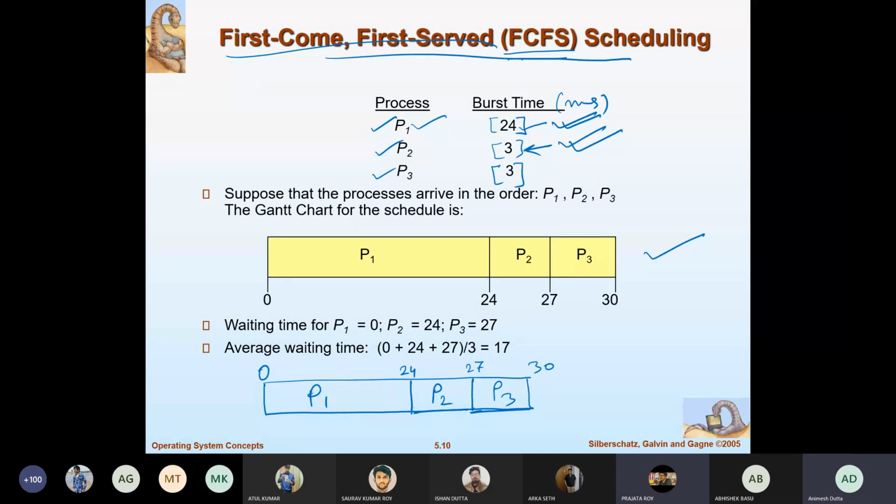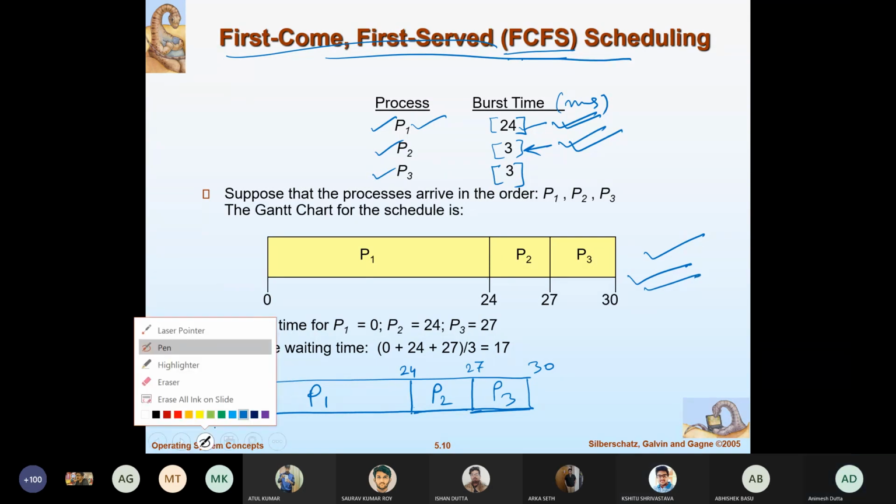Sir, what is the difference between burst time and turnaround time? Yeah, I'm coming. First tell me whether this Gantt chart is clear or not. Is the Gantt chart clear? I mean, this diagram is clear? Yes, sir. Okay, good.